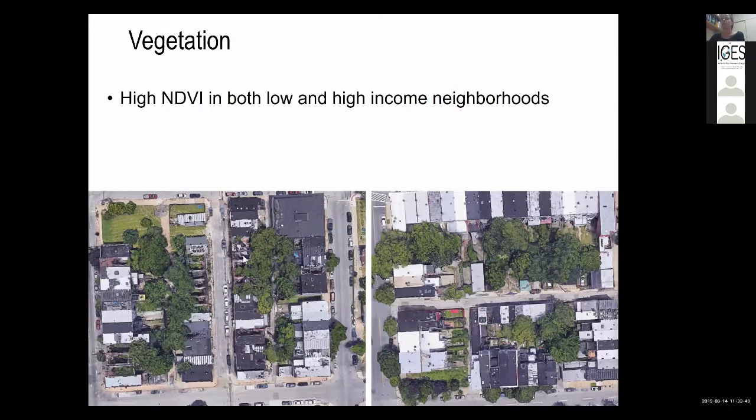And here I'm showing some of our higher NDVI neighborhoods. So people tend to think of urban areas as being very depopulated of trees and canopy cover. And in fact, Baltimore is actually pretty green. It's got a lot of green tree areas. And this is a higher income neighborhood on the right and a lower income neighborhood on the left. And you wouldn't be able to tell that necessarily. And they have about the same NDVI.